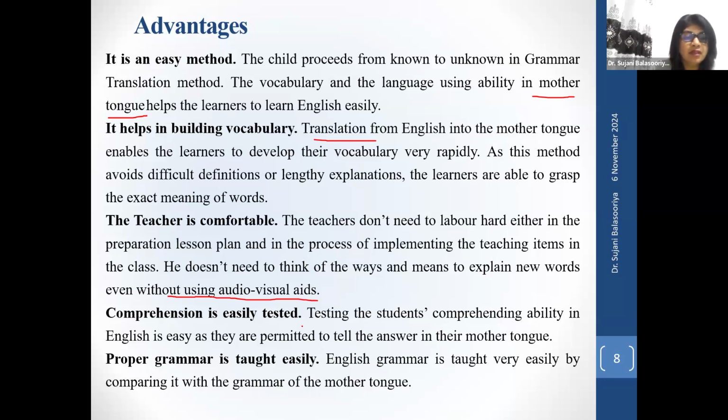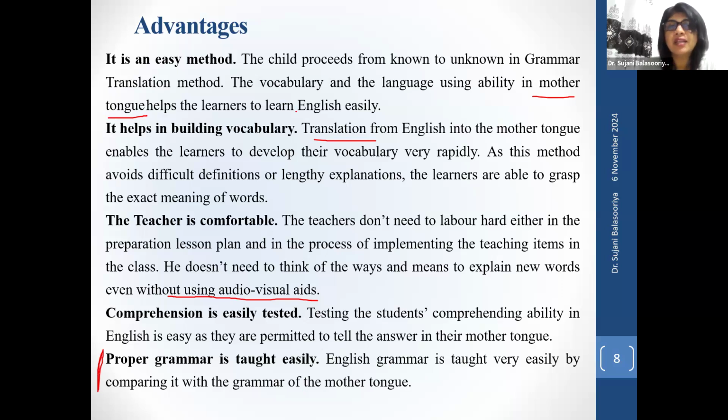And the other and most important benefit I should say is this last one. Proper grammar is taught easily. English grammar is taught very easily by comparing it with the grammar of the mother tongue, right? Actually, this is the best point I should tell about the benefits.